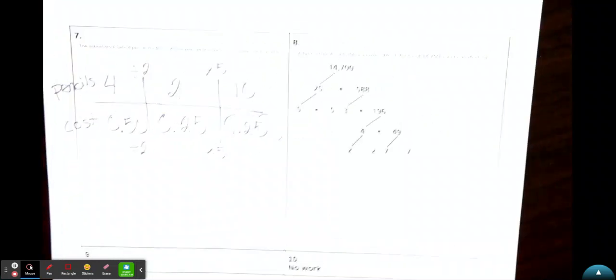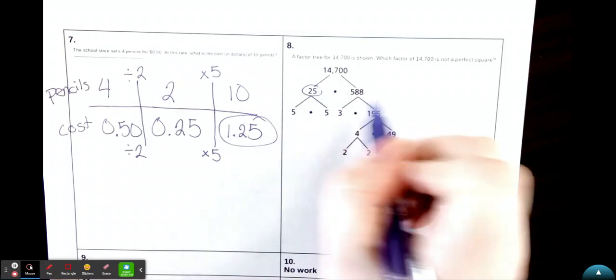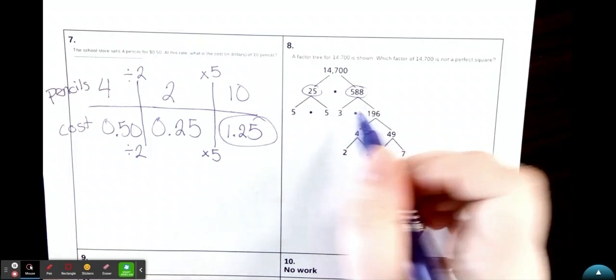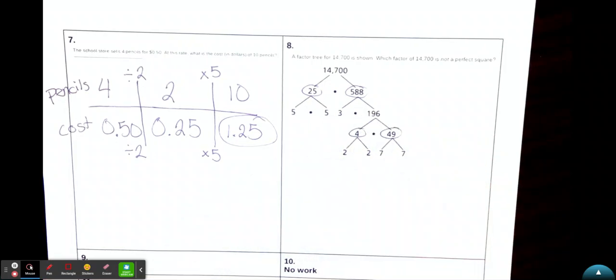Okay. All right. Number 8 says a factor tree for 14,700 is shown. Which factor of 14,700 is not a perfect square? So remember, factors are multiplied together to give us something. So for instance, this is a factor. This is a factor. These are factors down here. Okay, so we're trying to figure out which one is not a perfect square. So perfect squares are numbers that 2 of the same number can multiply together to get.